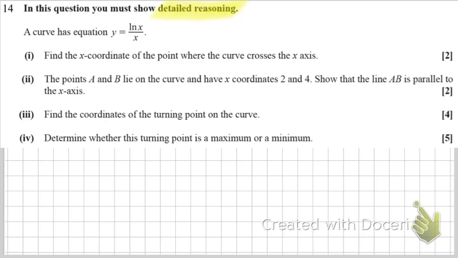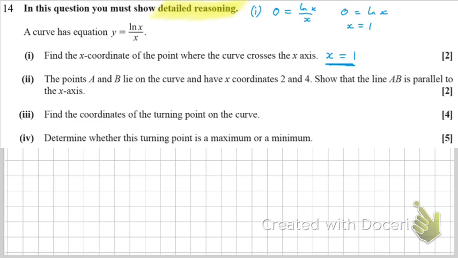Part 1 asks us where it crosses the x-axis, that's where y is 0. So set y to be 0. That gives us 0 equals ln x over x, so therefore 0 equals ln x, which gives us x equals 1. Dead easy, 2 marks.